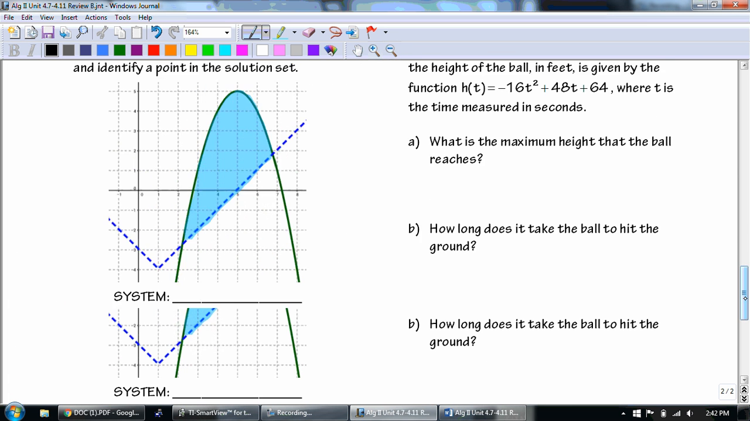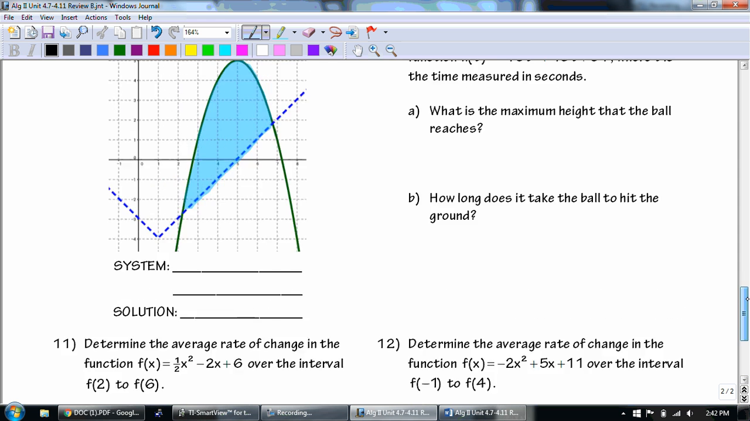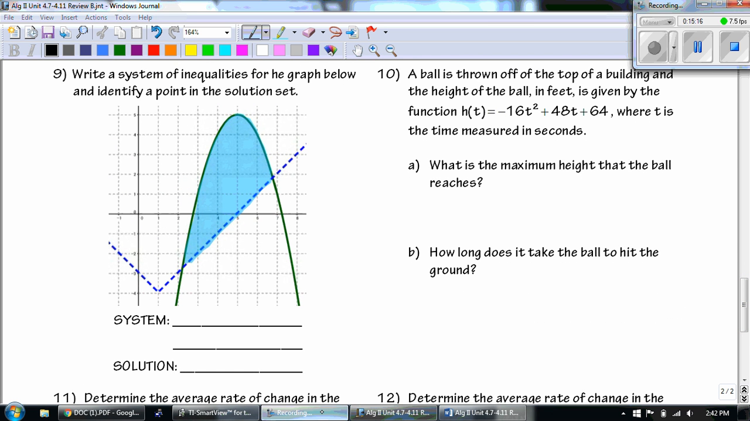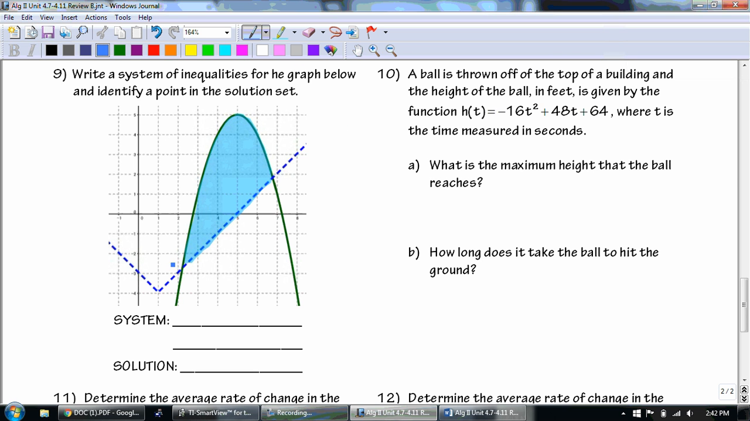All right, and we are getting there. We're almost done. So number 9 is saying that we need to write a system of inequalities for the graph below and identify a point in the solution set. All right, so I'm going to match my colors. We'll start with blue. Blue is an absolute value. I see that it's open and we shaded above. So open and above is greater.